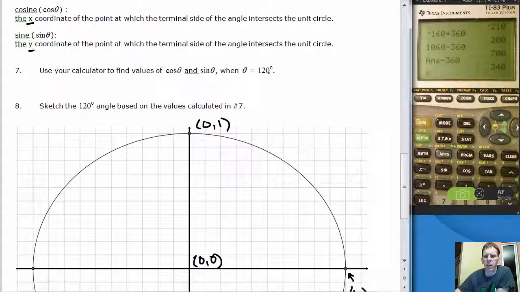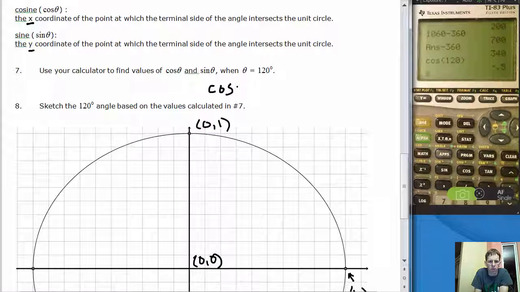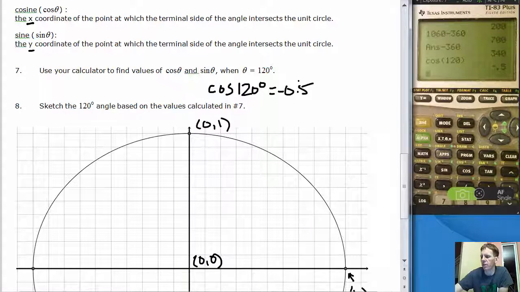To find cosine of theta, there is a cosine button. It's abbreviated COS. And all you have to do is type in 120 on your calculator and hit enter. The value you get is negative 0.5. So I'm going to make a note that the cosine of 120 degrees is equal to negative 0.5. I'm going to calculate the sine of 120 degrees in a similar method, touching the sine button, keying in 120, and I get this decimal, 0.866.